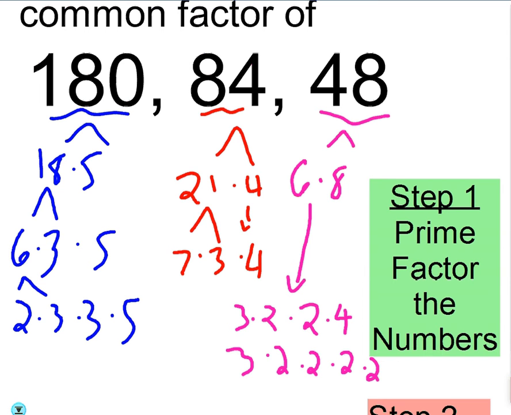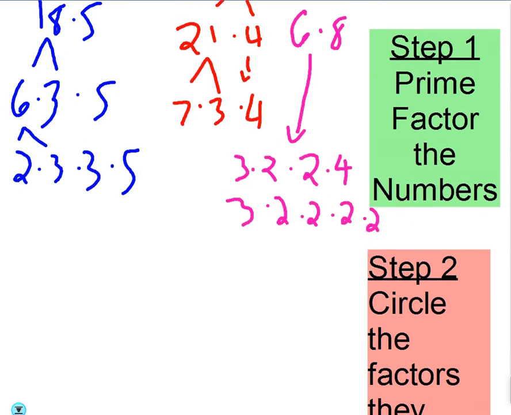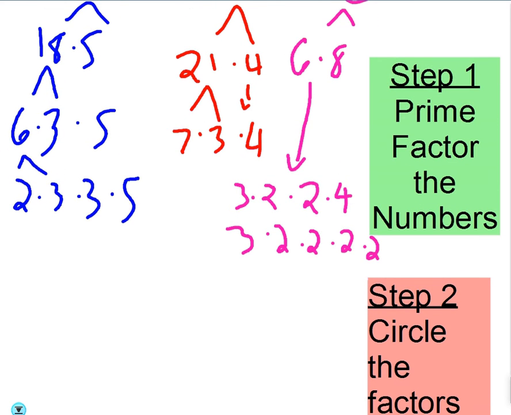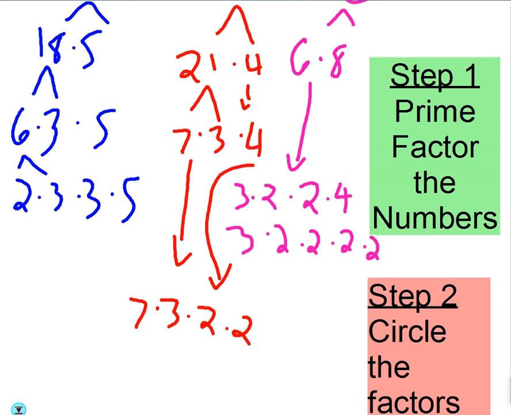Okay, so now what we have to do for step 2 is just circle those common factors. Oh, you're right, the 4 in the middle is going to become 2 2's there. Thank you. All right, now we've prime factored it. So let's just start and see, they all have a 2 in common, right? Let's make sure all of them have a 2. We're going to circle all 3 of them. And yes, they all have a 3 in common.